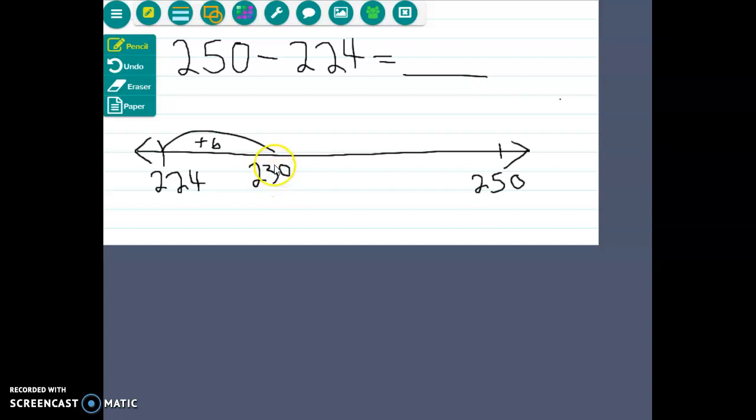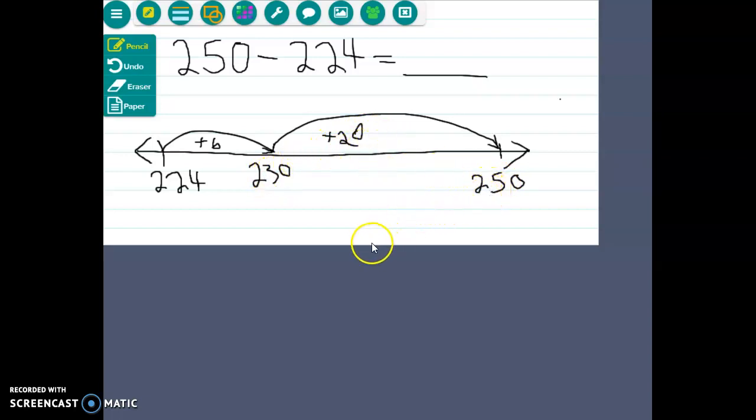And now that I've done that, I can see that 230 is a lot closer, is a lot easier to add up to 250. So now all I have to do is make a big jump all the way here, and add 20. Alright, 30 plus 20 equals 50, therefore 230 plus 20 equals 250.